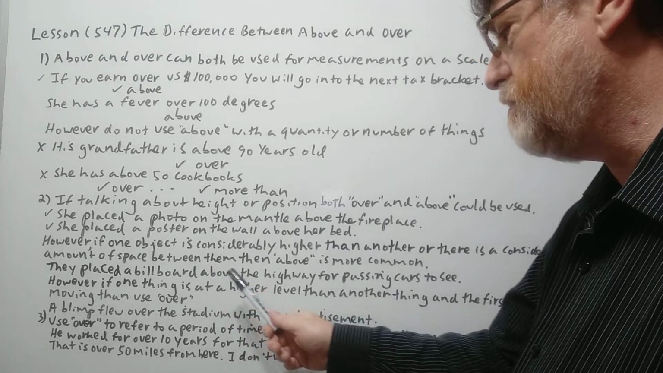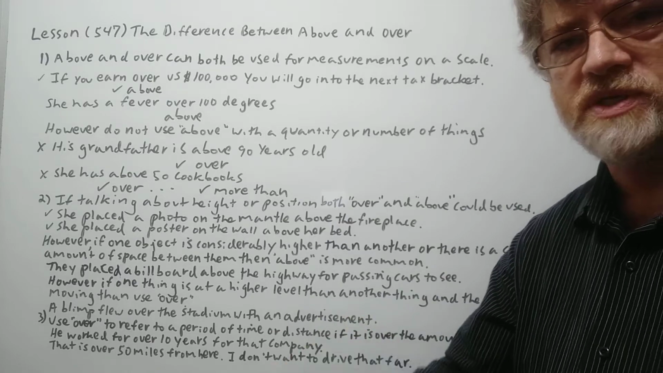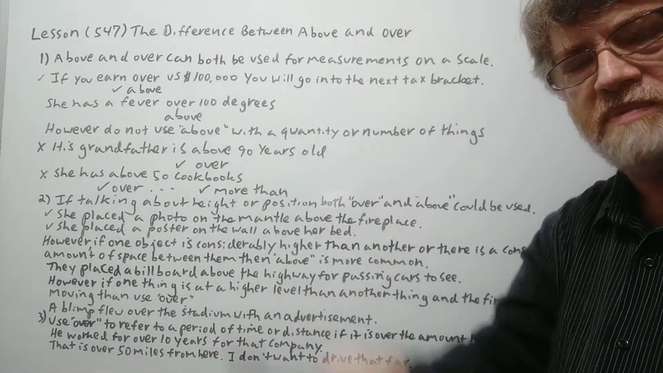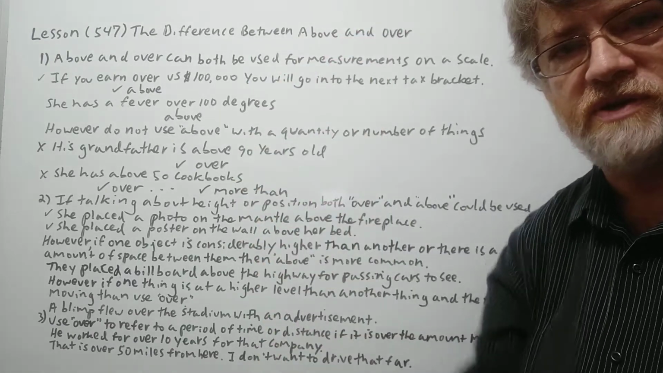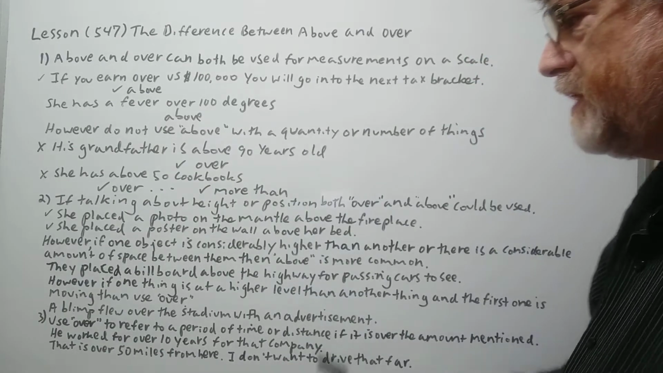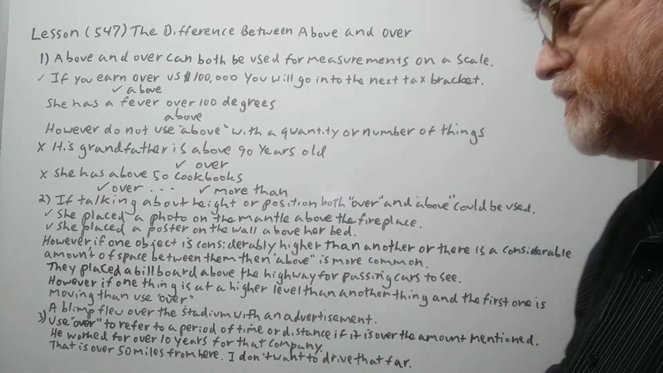All right, so we have an example for this one. They placed a billboard above the highway for passing cars to see. So, of course, a billboard is much, much higher off the ground, and it would probably be 100 feet or so above the highway. So cars can see it from a distance. So this one would definitely be above. You should use above in this situation.